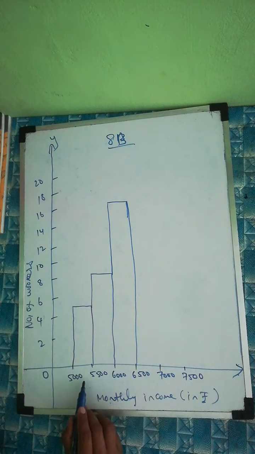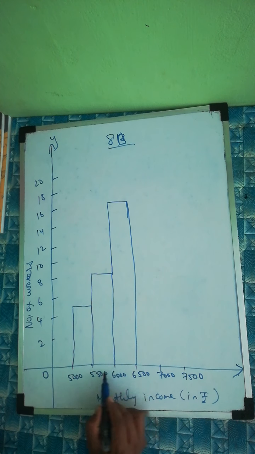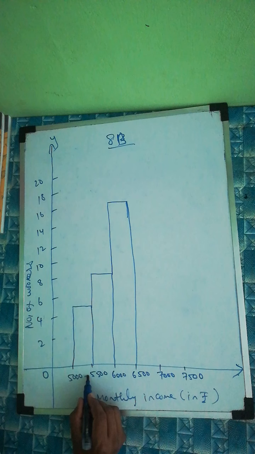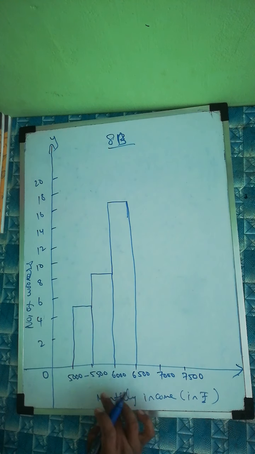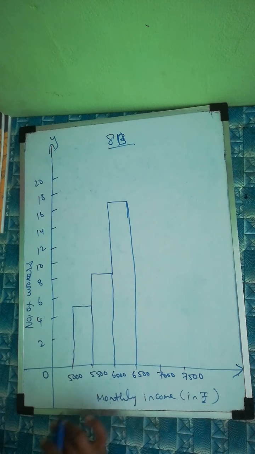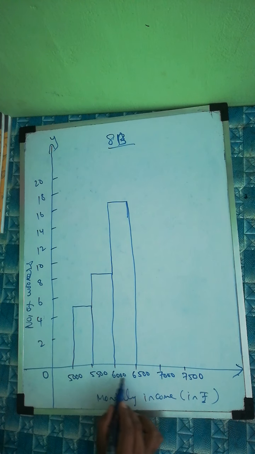Don't write 5000 to 5000, don't put like that, it should be separate. 5000, 5500, 6000, separate. Don't put that dotted line here. The question is given like this, don't put like that, because if you put like that you won't get any marks. There should be a gap like this: 5000, after that 5500, don't put the line here.